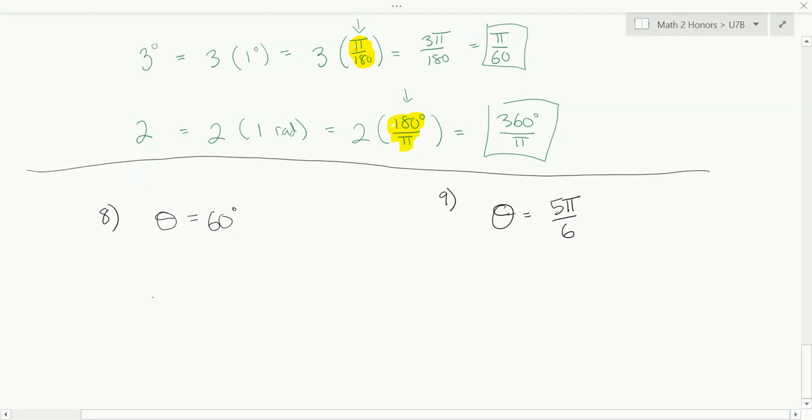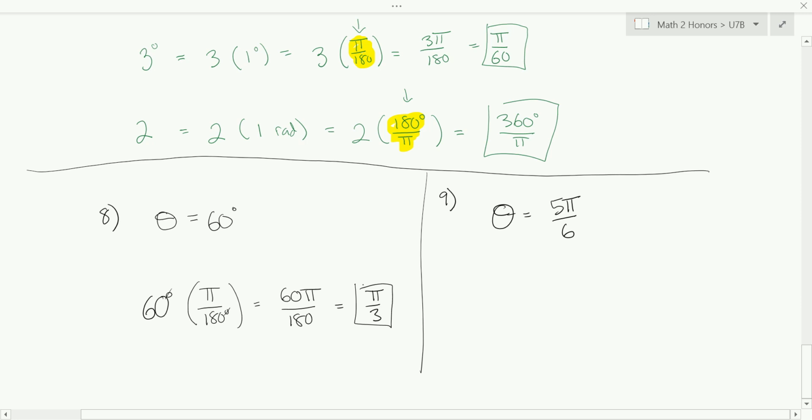So for 8, we have degrees. We want radians. So what do I multiply 60 by? Pi over 180 degrees. And really what happens here is that degree symbol cancels out and gets rid of the degrees. And if you've done this kind of thing in science where you're converting units, that's what's happening here. So you end up with 60 pi over 180. Reduce that, divide by 60, and you end up with pi over 3. So that's what 60 is in radians.